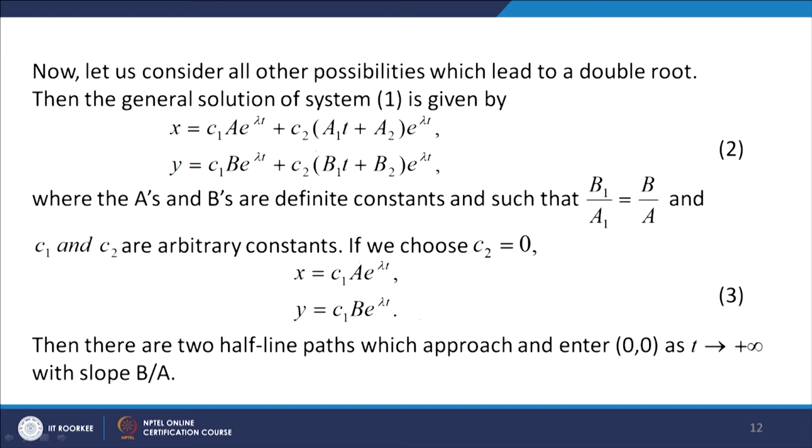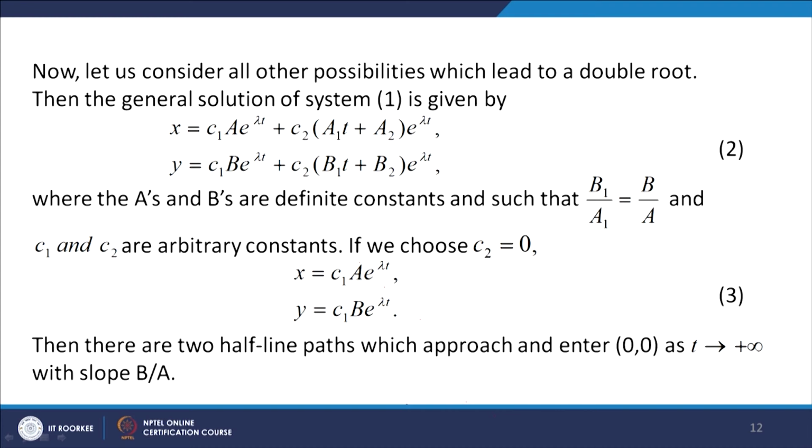Now, if you take c2 equal to 0 here, what you get is x equal to c1 a e to the power lambda t, y equal to c1 b e to the power lambda t. Then there are two half line paths which approach and enter 0, 0 as t goes to infinity. We are taking lambda to be negative, we have taken lambda 1 equal to lambda 2 equal to lambda which is negative. So x and y both approach 0 as t goes to plus infinity. If you take c1 greater than 0, we will get one half line path. If you take c1 less than 0, we will get the other half line path. Both these half line paths will approach and enter 0, 0 as t goes to plus infinity.